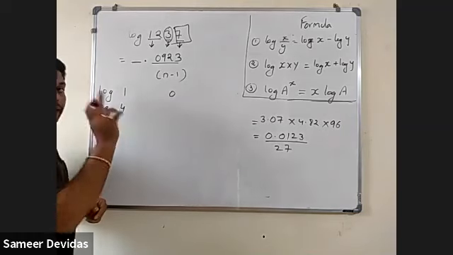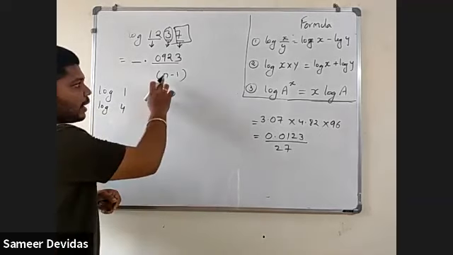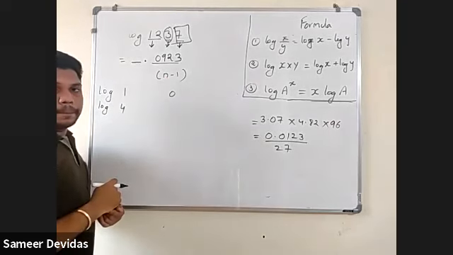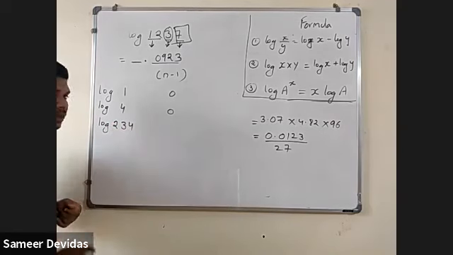So how many numbers are there? Only one number is there. So N you have to consider as 1. So 1 minus 1 is what again? 0.